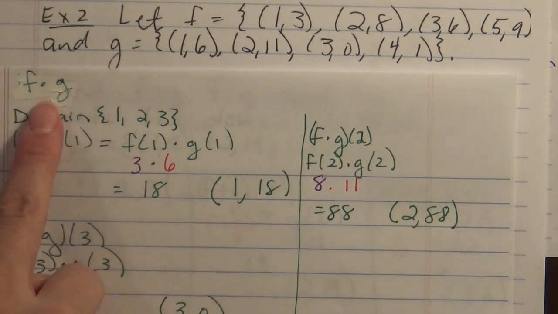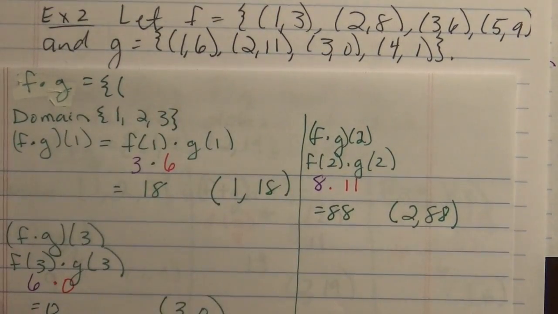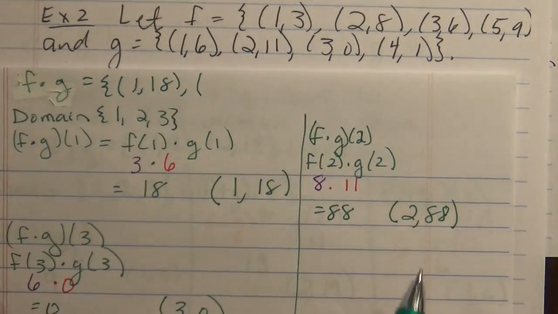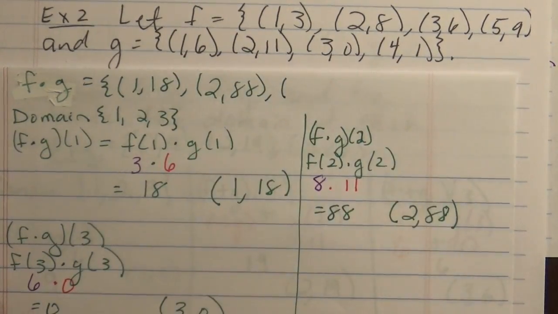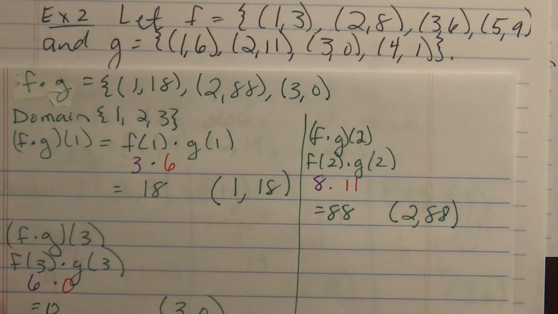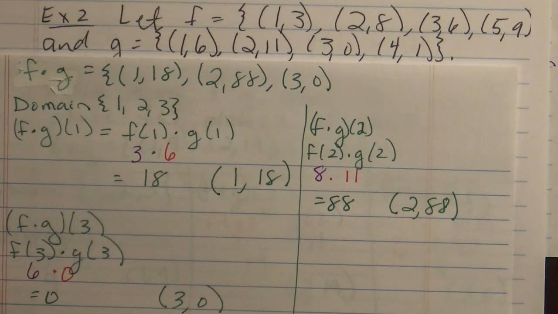So we have found f times g to equal the set of ordered pairs (1, 18), (2, 88), and (3, 0). And now we're left to find f divided by g. And again, I'm going to have to go to a separate sheet of paper. So rewind this if you need to, watch it again. And I'm going to have to go to another page to do my calculations for the last part.